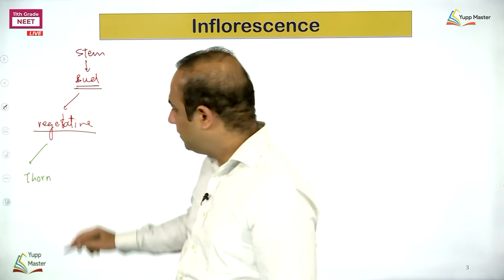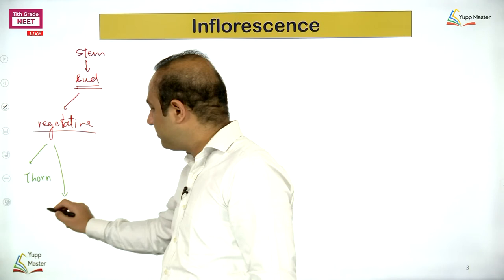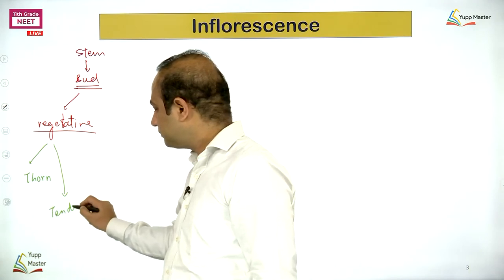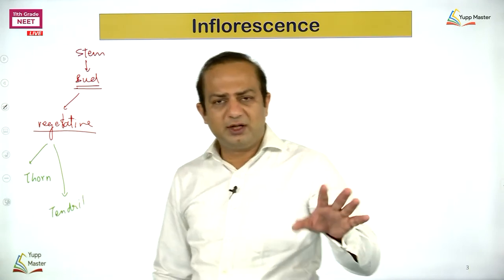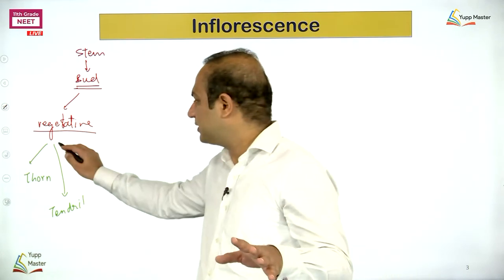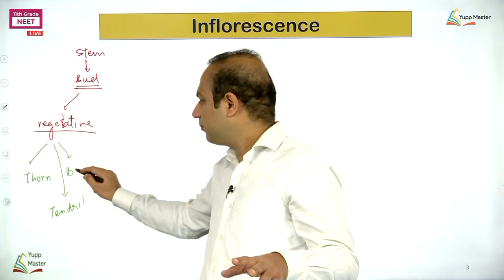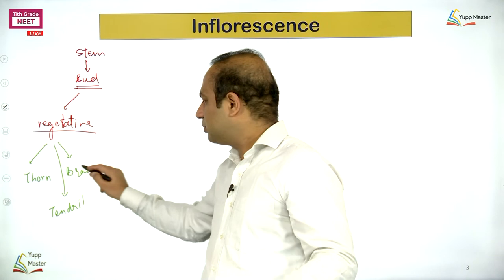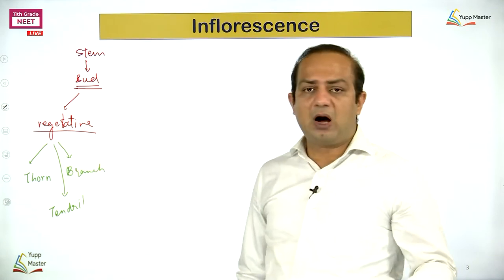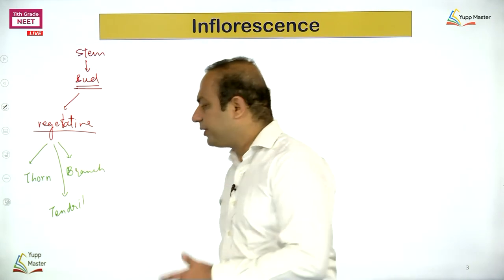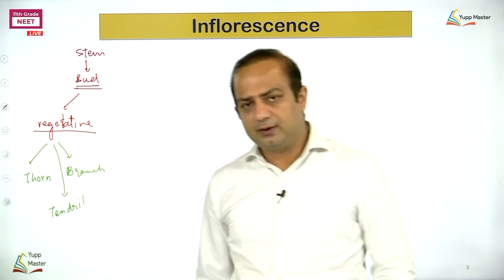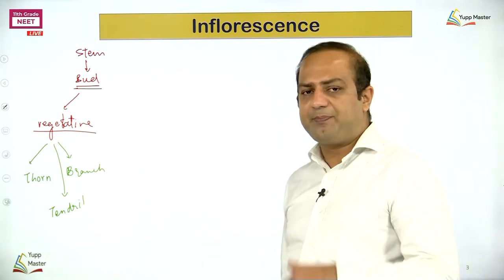thorn, or it may get modified to form tendril. Or if not getting modified, it remains as such. In that case, it may bear a branch. So a bud may turn out into either thorn, tendril or branch. Fine, depends on axillary bud or apical bud.